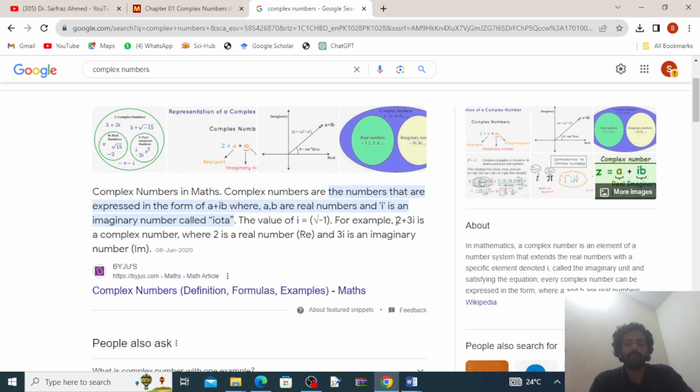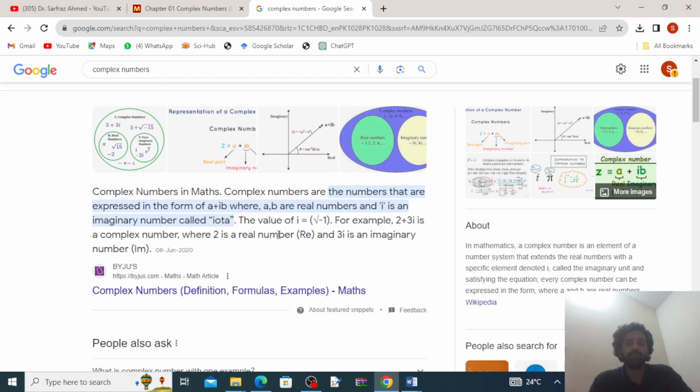For example 2 plus 3i. अब हमने क्या किया, अब हमने एक कॉम्प्लेक्स नंबर राइट कर लिया. अब इसमें ये जो 2 है, this represents the real part and b represents the imaginary part, and where I is a iota which is equal to minus 1 under root. This 2 plus 3 iota is called the complex number.